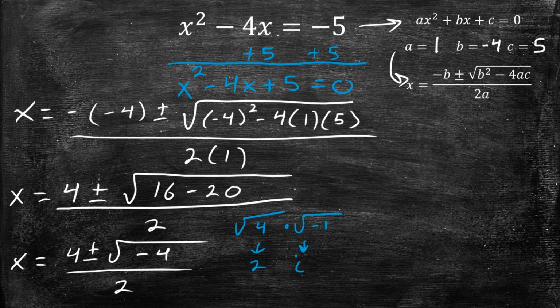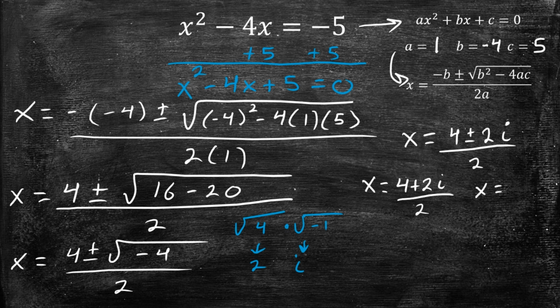So we have x is equal to 4 plus or minus the square root of negative 4 is 2i, and that is going to be divided by 2. All right. So now we have it right where we want it. We want to split it up into 2. So x is equal to 4 plus 2i divided by 2. And then we also have x is equal to 4 minus 2i over 2, just like that. Okay, since we have the plus or minus sign, we break that up into 2. So now let's go ahead and simplify these here.